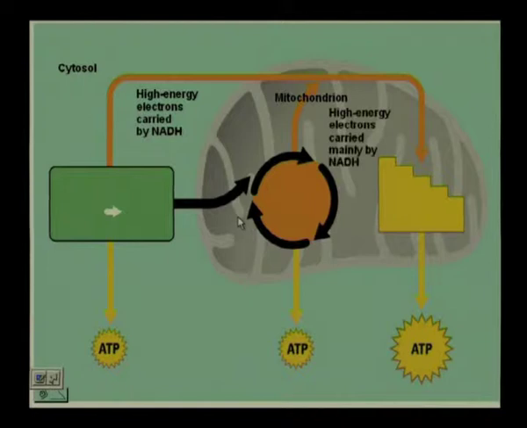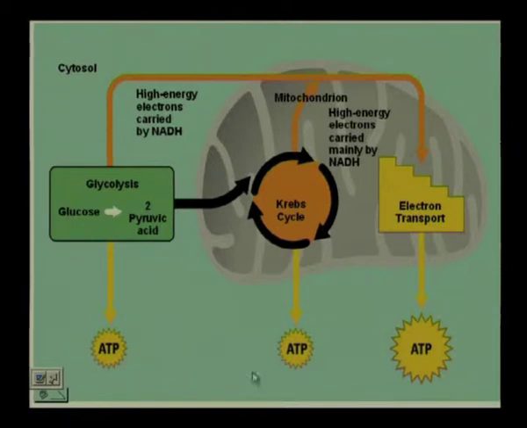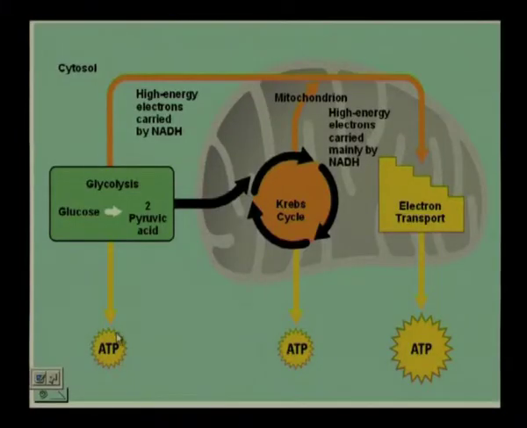Now, in general, we have these 3 overall steps, and all of them produce ATP. That is our major concern in the production of energy, in the form of ATP, which is ultimately going to be used for the breakdown of these high energy phosphate bonds, which releases a large amount of energy for our bodily functions.